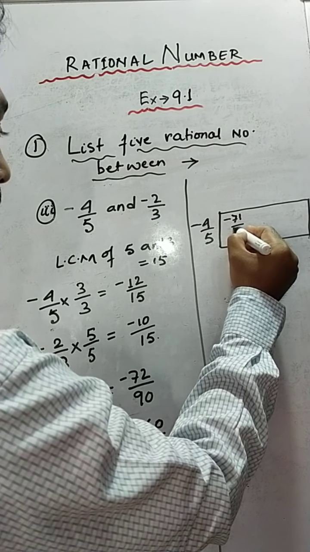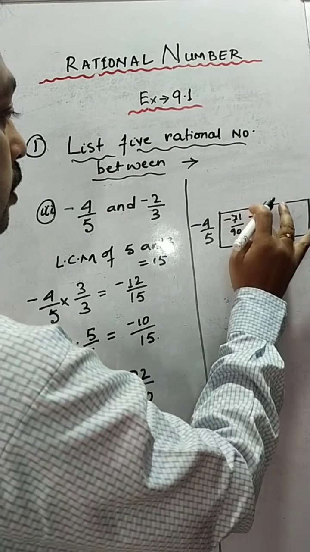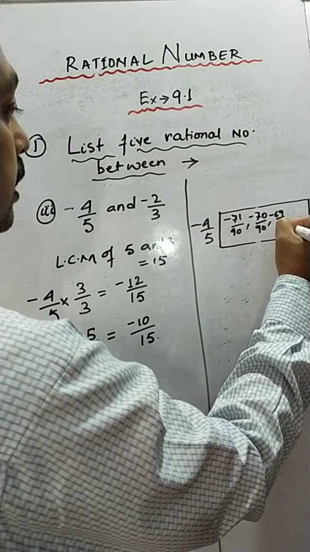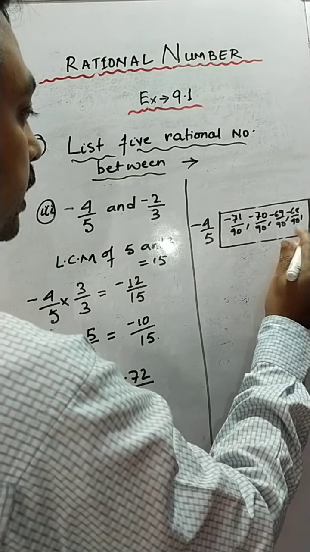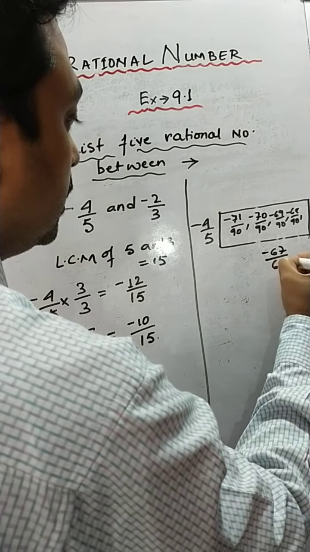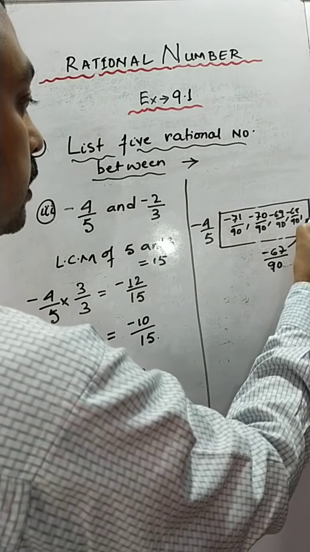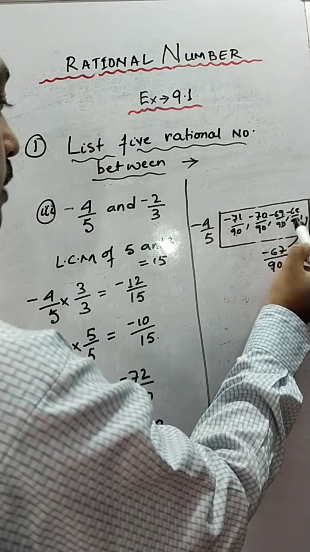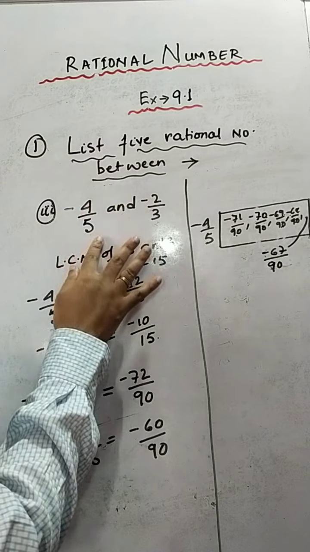So minus 71 by 90, minus 70 by 90, minus 69 by 90, minus 68 by 90, and one more number we can write, minus 67 by 90. Okay, so these are the 5 numbers that we'll put here. So minus 71 by 90, minus 70 by 90, minus 69 by 90, minus 68 by 90, minus 67 by 90. Okay, these are the 5 rational numbers that you can write in between minus 4 by 5 and minus 2 by 3.